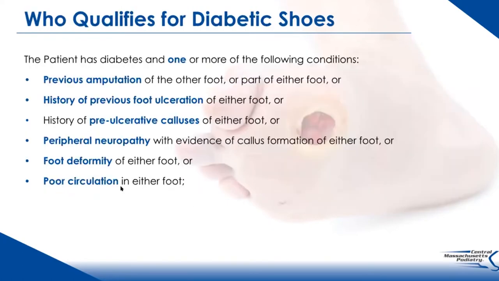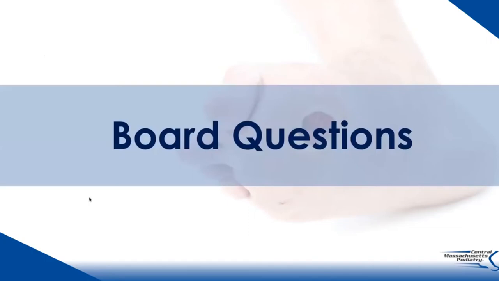Who qualifies for diabetic shoes? You have to have either a previous amputation, a history of an ulcer, or a callus with blood underneath it. It's called a pre-ulcerative callus. You have to have neuropathy, a foot deformity like a bunion, hammer toe, something like that, or poor circulation. So that's most people. Okay, those are who qualify for diabetic shoes.